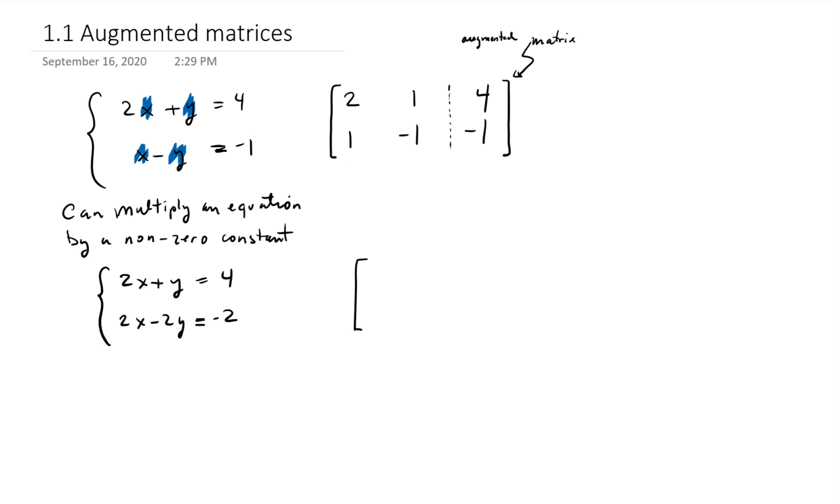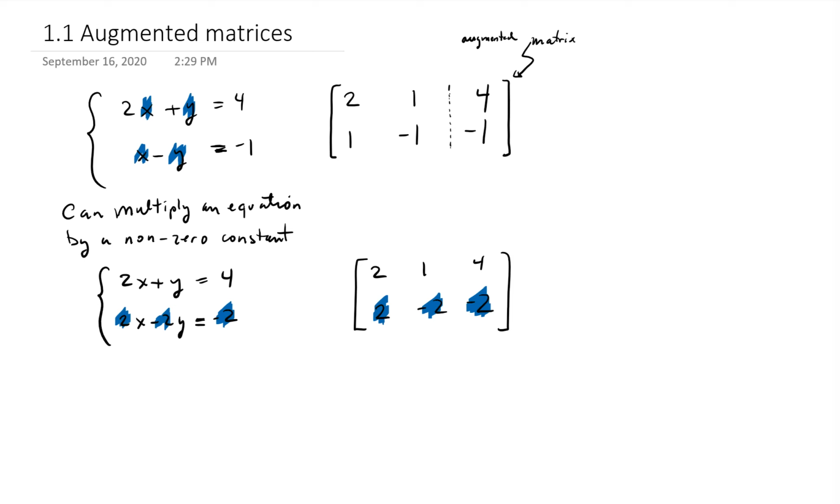In my augmented matrix, that's equivalent to multiplying the second row of the matrix by 2. So multiplying every number here by 2. So as you see, I still have the coefficients, right? Those are the exact same coefficients here. So I'm changing my system, I'm changing my augmented matrix.